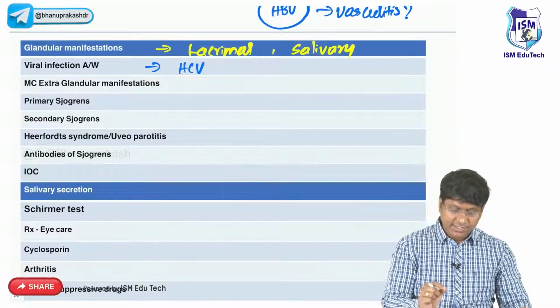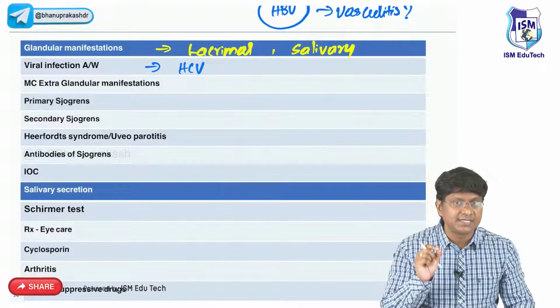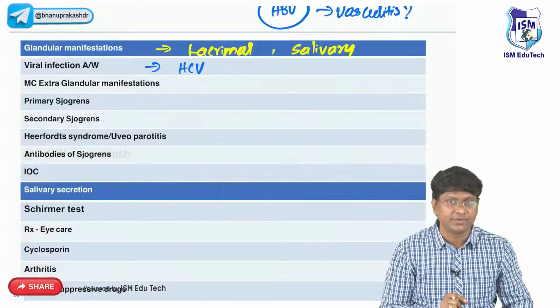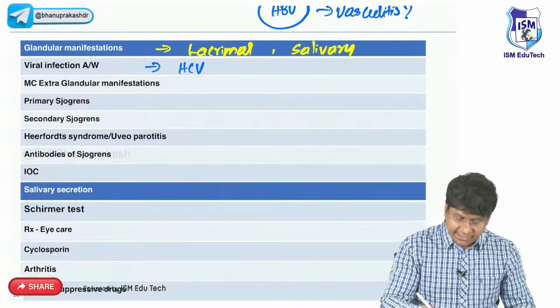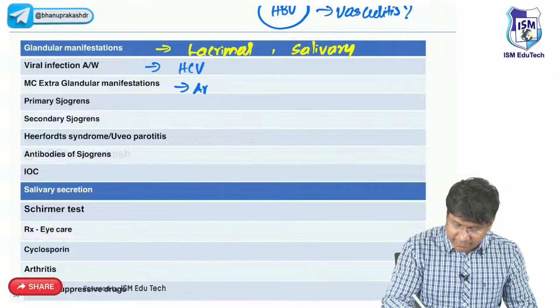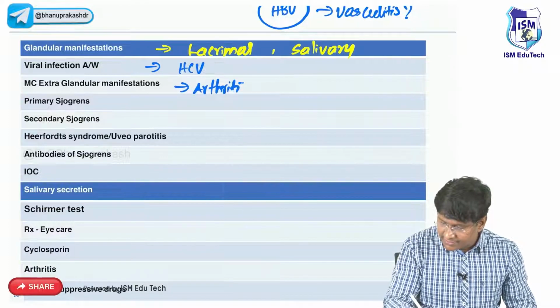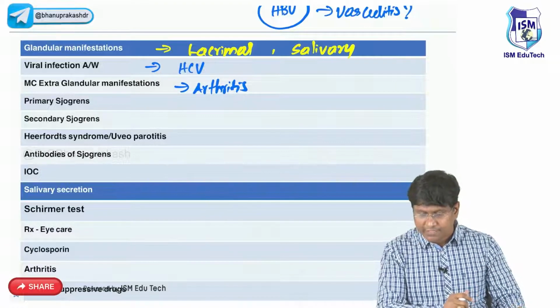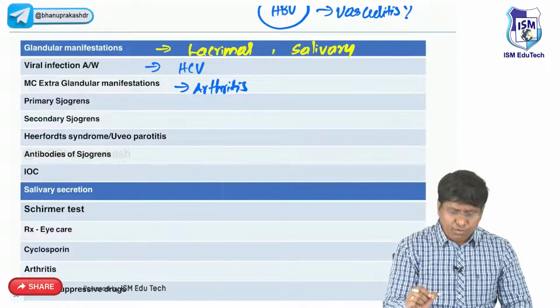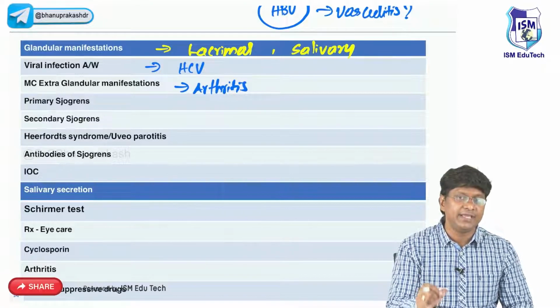Okay, you answer this. Now if the question is asked, what is the most common extraglandular involvement? The most common extraglandular involvement will be arthritis, right? Very good, Monica and Himanshu. It is polyarteritis nodosa, where you have the association of hepatitis B virus. Okay, so the most common extraglandular involvement will be arthritis.